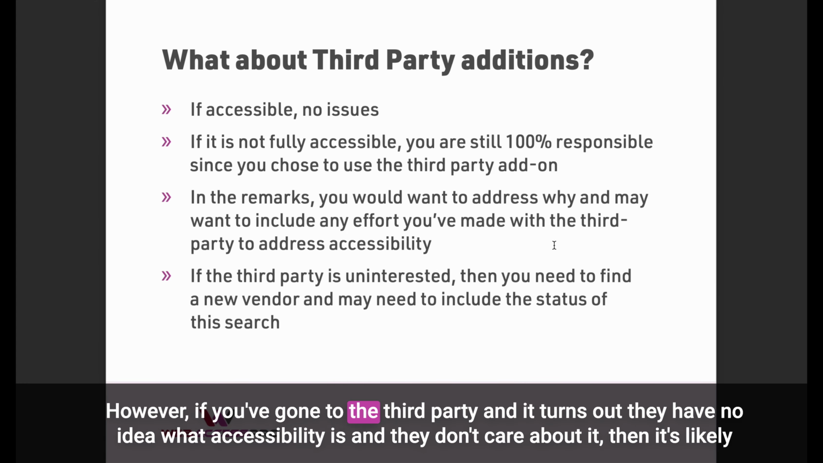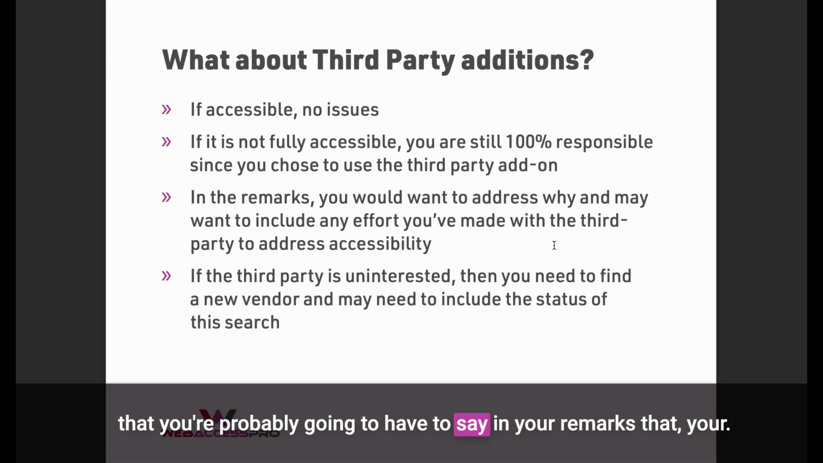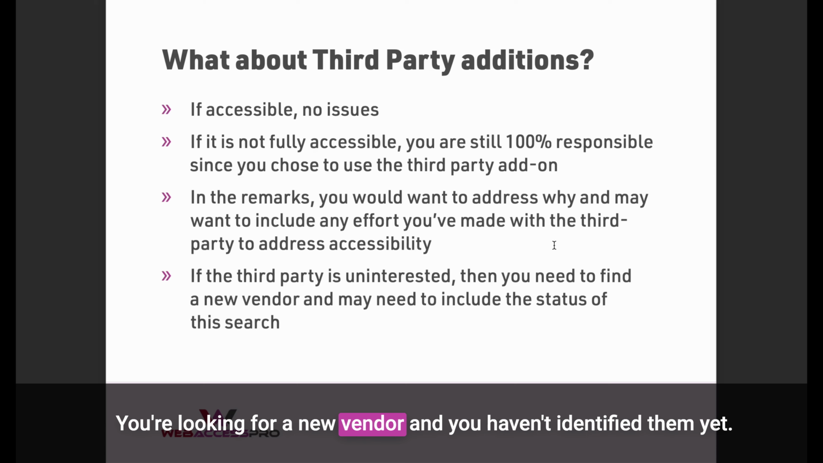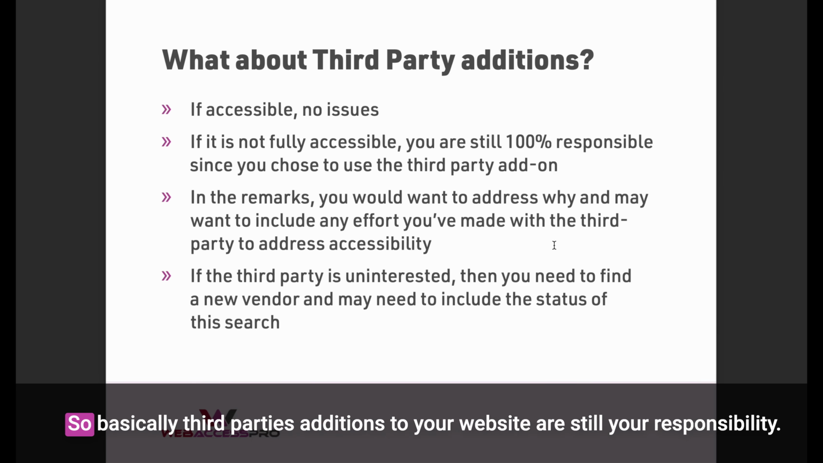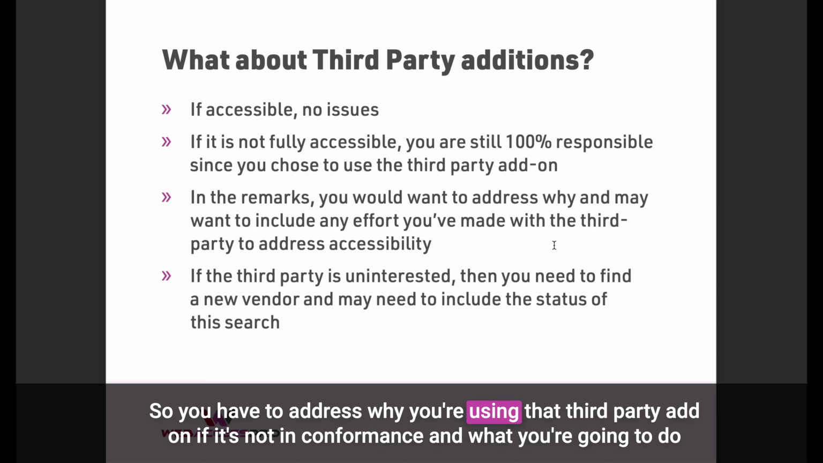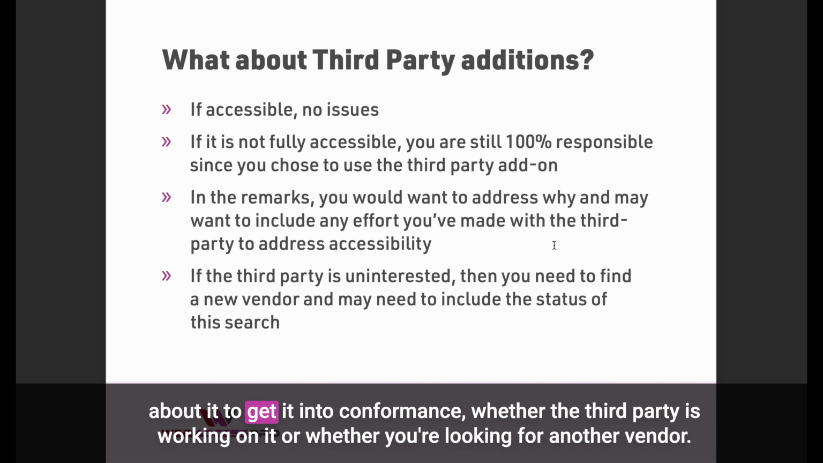However, if you've gone to the third party and it turns out they have no idea what accessibility is and they don't care about it, then you're probably going to have to say in your remarks that you're looking for a new vendor and you haven't identified them yet. But once you do, you'll switch it out. So basically, third-party additions to your website are still your responsibility. So you have to address why you're using that third-party add-on if it's not in conformance and what you're going to do about it to get it into conformance, whether the third party is working on it or whether you're looking for another vendor.